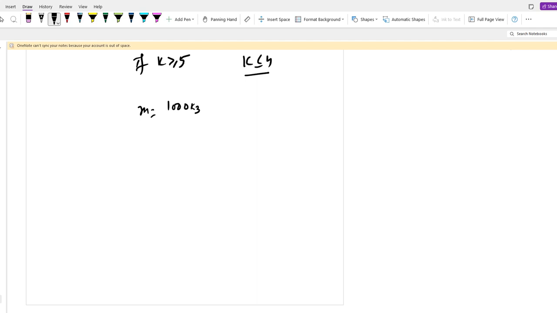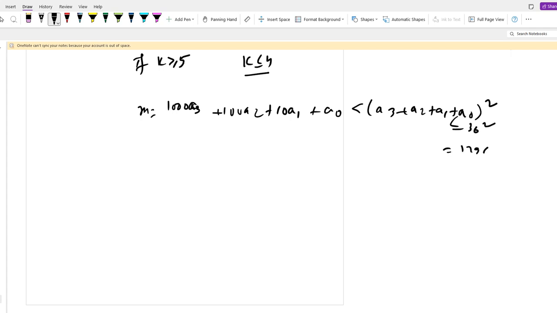1000 a3, sorry, 1000 a3 + 100 a2 + 10 a1 + a0, that is less than (a3 + a2 + a1 + a0) square, that is less than 36 square, that is 1296. So this shows that a3 equal to 1, directly from here.